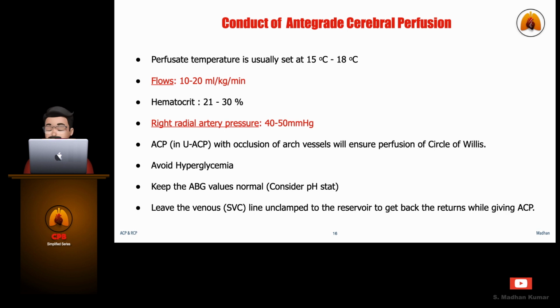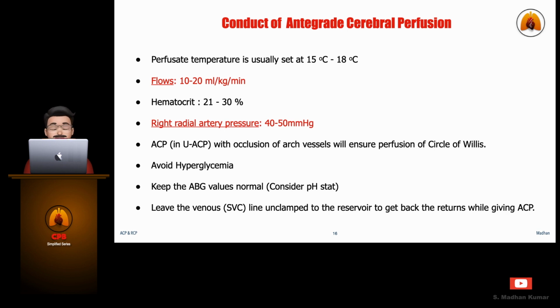Now let us see how to conduct antegrade cerebral perfusion. The perfusion temperature should be kept around 15 degrees centigrade to 18 degrees centigrade. The flow should be maintained between 10 to 20 ml per kg per minute. The hematocrit should be around 21% to 30%. We have to monitor right radial artery pressure and it should be around 40 to 50 mmHg. Antegrade cerebral perfusion with occlusion of arch vessels will ensure the perfusion of the circle of Willis.